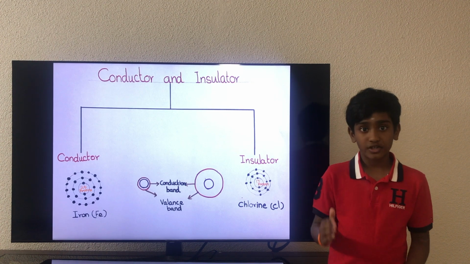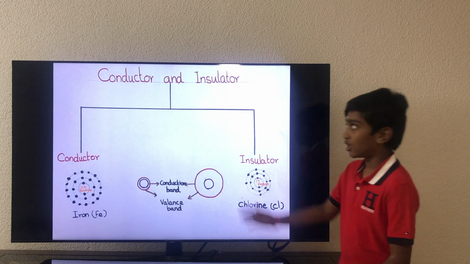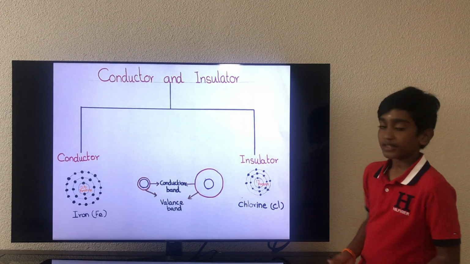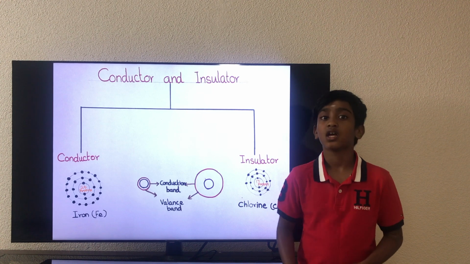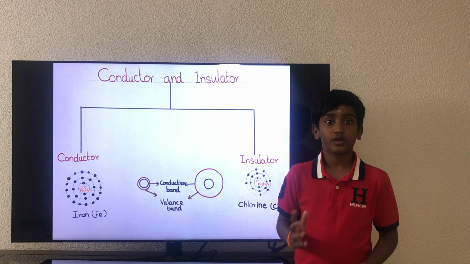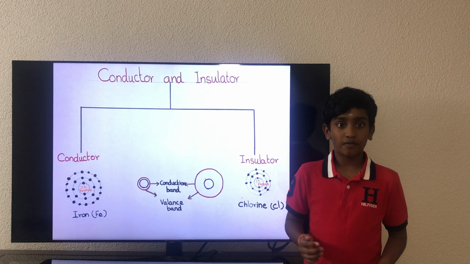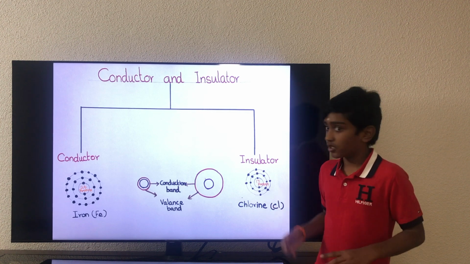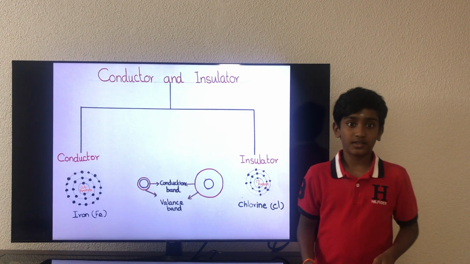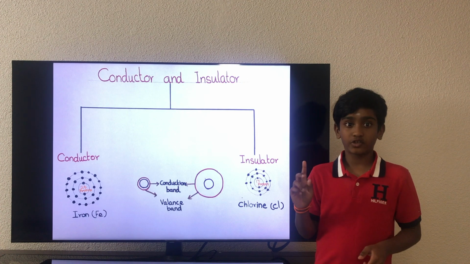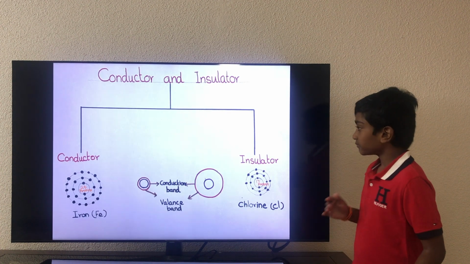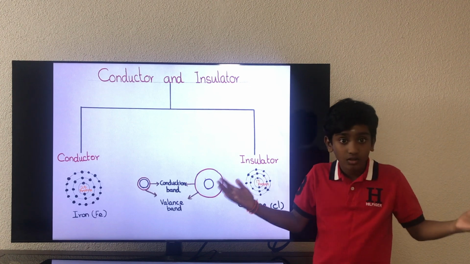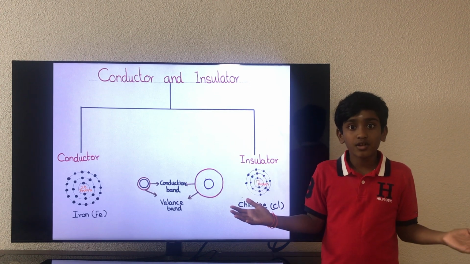To answer that question, first we need to learn about conductors and insulators. What is a conductor? A conductor is an element that has low resistance to electric current or lets the flow of electric current. What is an insulator? An insulator is an element that has high resistance to electric current or stops the flow of electric current. So, why does a conductor conduct? Why does the insulator insulate?